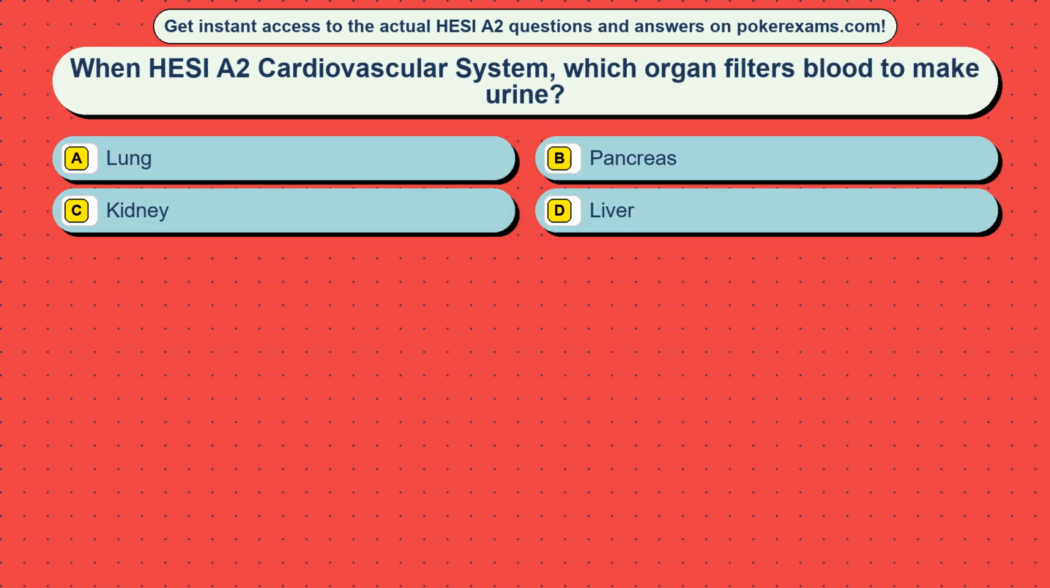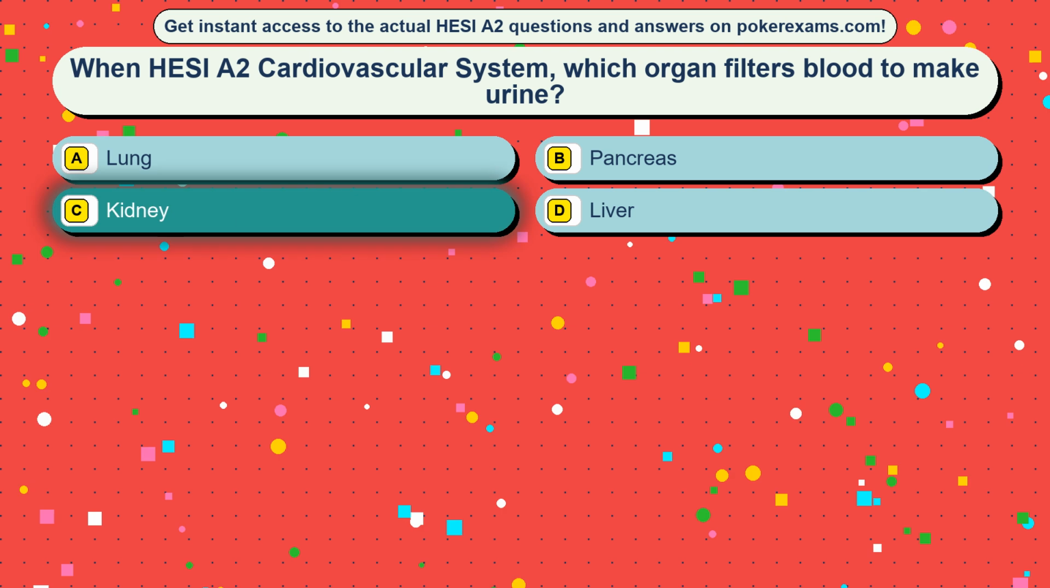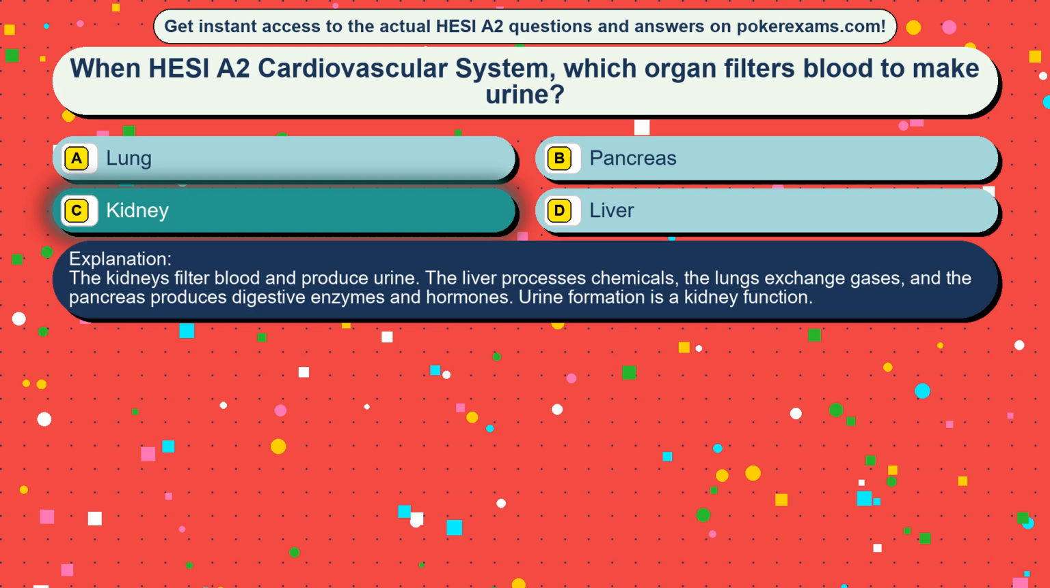Question 39. When HESI A2 cardiovascular system, which organ filters blood to make urine? Option A, lung, option B, pancreas, option C, kidney, option D, liver. The correct answer is option C, kidney. The kidneys filter blood and produce urine. The liver processes chemicals, the lungs exchange gases, and the pancreas produces digestive enzymes and hormones. Urine formation is a kidney function.